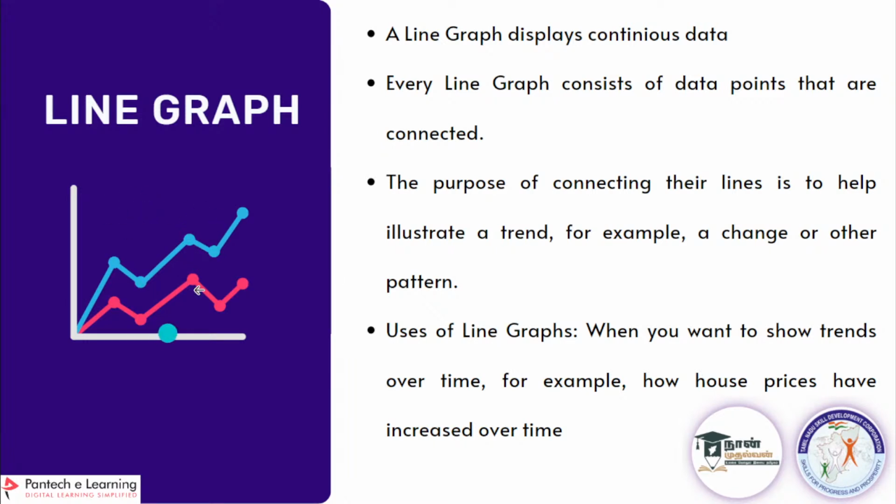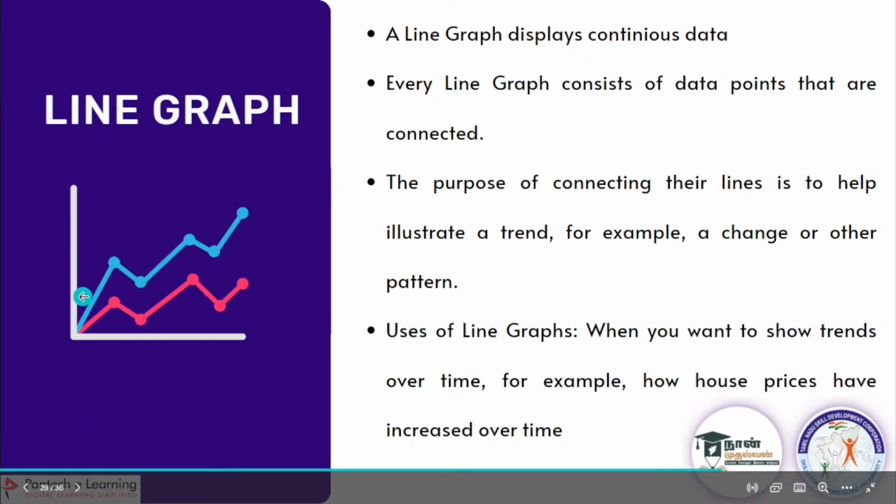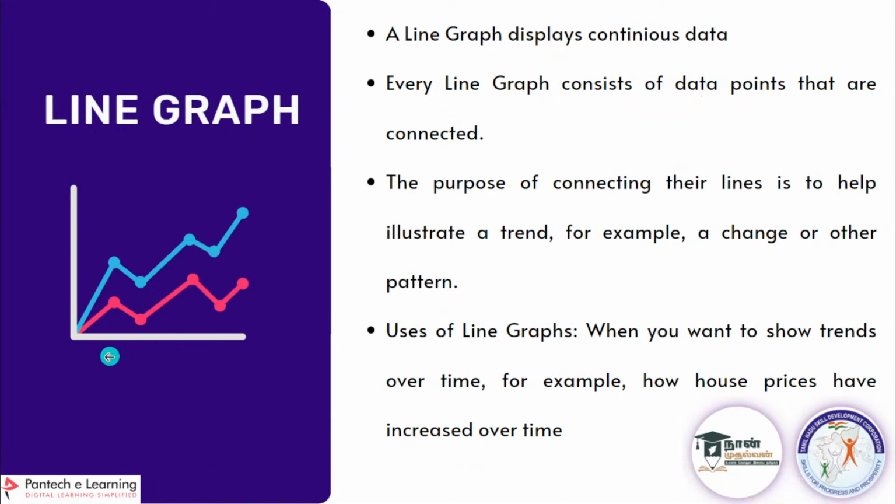Okay. So how is this happening? A line graph displays continuous data. If you have continuous data, you can go with a line graph. Every line graph consists of data points that are connected, so it is like a connection of data points. If you have 5 points, you connect them and draw a line. The purpose of connecting the line is to help illustrate a trend, for example, a change or other pattern, like if it is increasing or decreasing and so on.